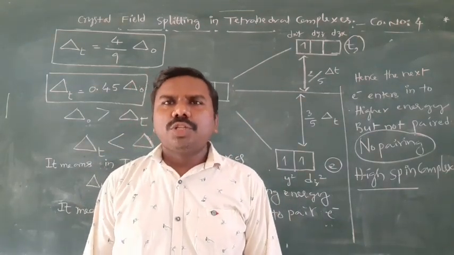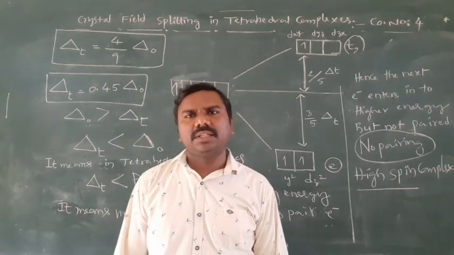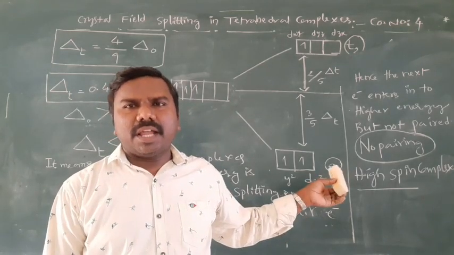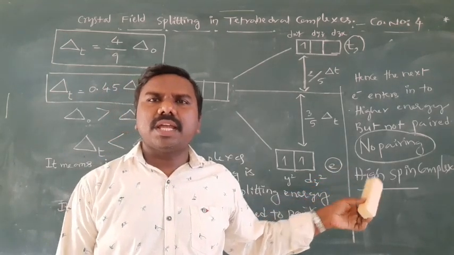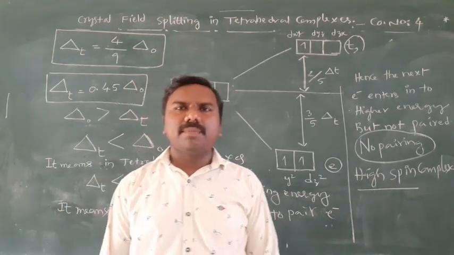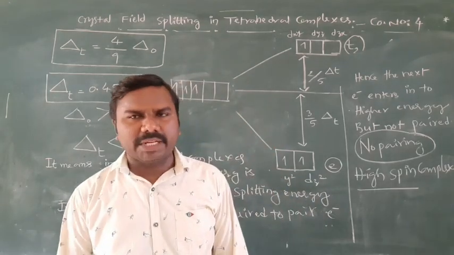Now, drawbacks in CFT, crystal field splitting theory. The drawbacks are, actually, the ionic bond. They assumed an ionic bond between the metal and ligand. But practically it is not an ionic bond, it is a coordinate covalent bond. That is the first drawback.